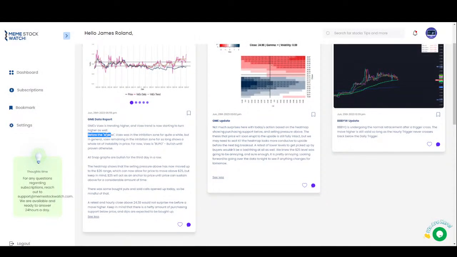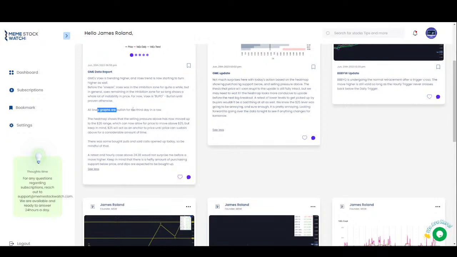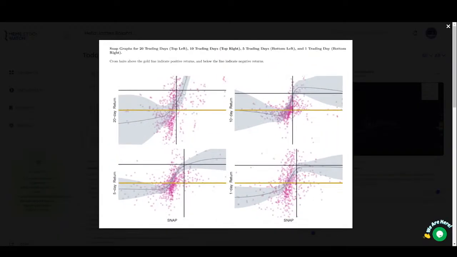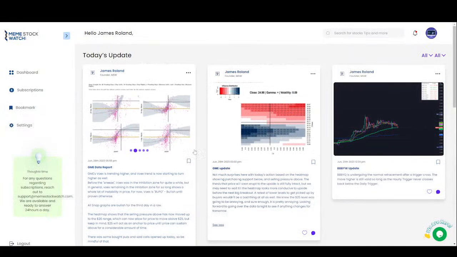Before the sneeze, VOX was in the inhibition zone for quite a while, but in general, VOX remaining in the inhibition zone for so long shows a whole lot of instability in price. But for now, VOX is BUPO, bullish until proven otherwise. All snap graphs are bullish for the third day in a row. The snap graphs, which we have right here, the crosshairs above the gold line is bullish, and they're all indicating bullish price action to come, which we've been expecting for a while.